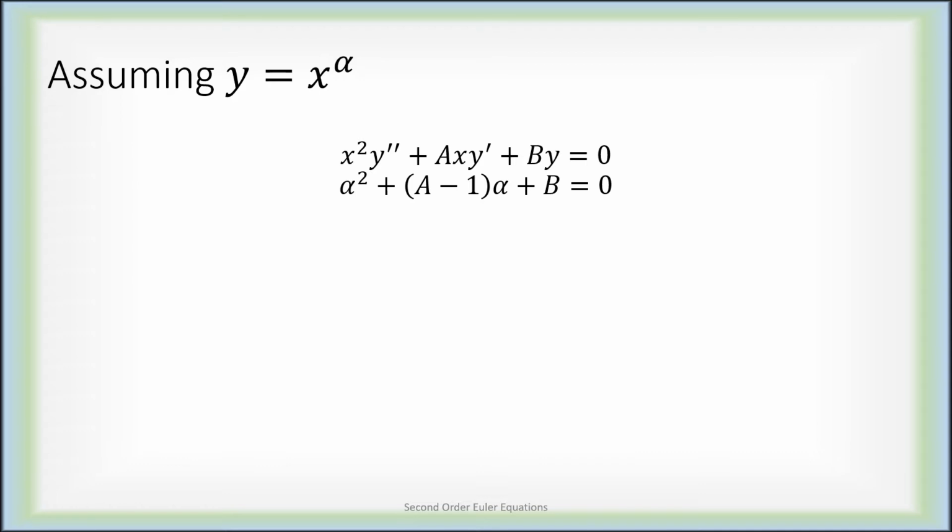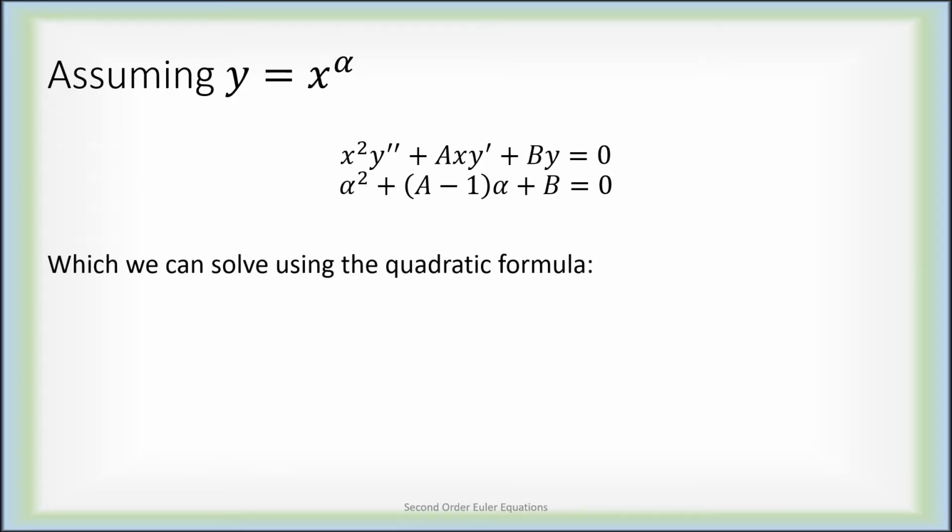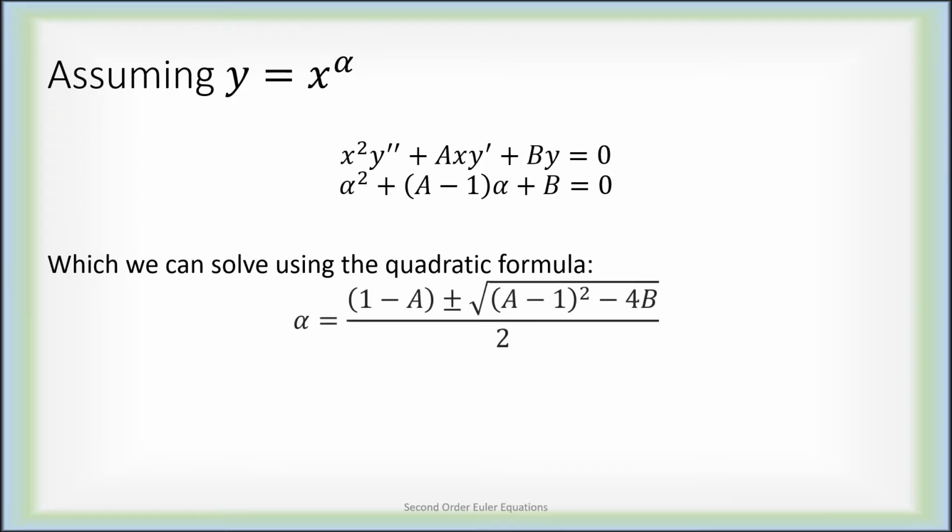But correspondingly, any alpha which solves this quadratic expression, alpha squared plus a minus 1 alpha plus b equals 0, will then generate an x to the alpha which solves the second-order Euler equation. So can we determine which alphas satisfy alpha squared plus a minus 1 alpha plus b equals 0? Yes, we definitely can. A minus 1 and b are just constants, so we have a quadratic expression. We can use the quadratic formula. We'll get alpha is 1 minus a, plus or minus the square root of a minus 1 squared minus 4b, all over 2.